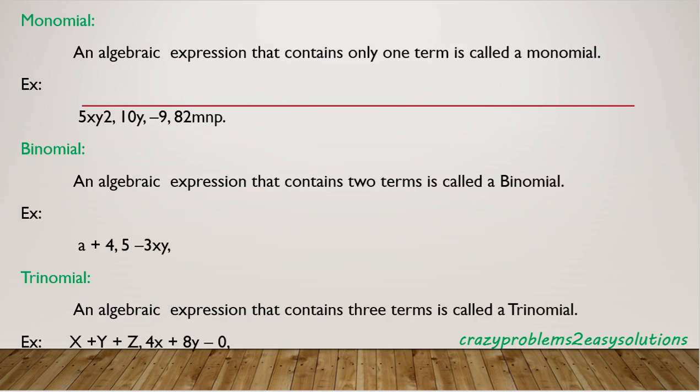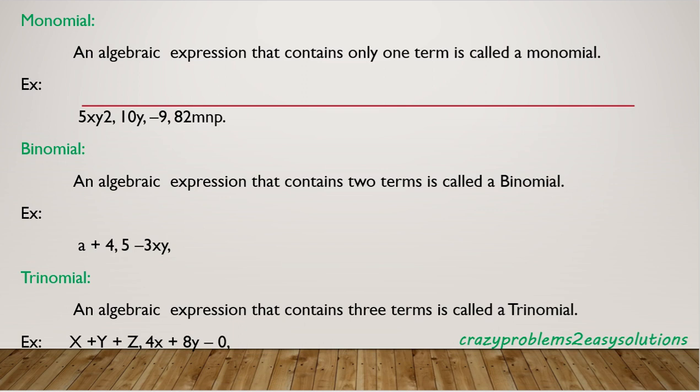Monomial. An algebraic expression that contains only one term is called a monomial. That means if a polynomial has only one term, it is called a monomial. For example, 10y, minus 9, 20, and so on are called monomials.